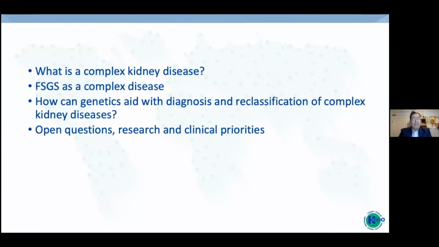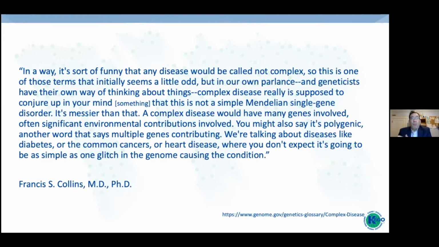So I'm going to try to at least touch on some of these points. What is a complex kidney disease? FSGS is an example of a complex disease. How can genetics aid with the diagnosis and classification of complex genetic diseases, and touch on some open questions and various priorities. So what is a complex disease?